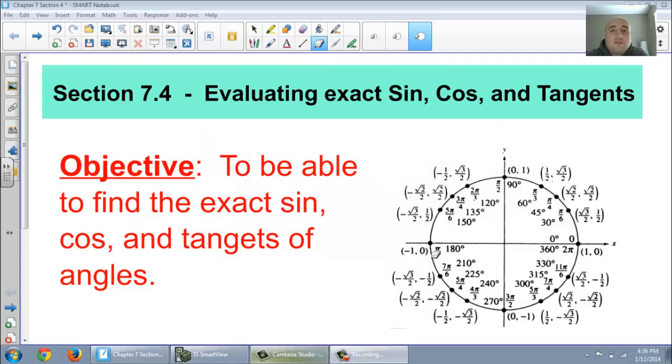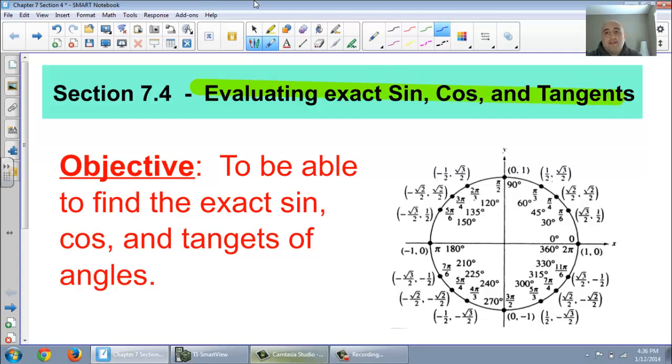All right, welcome back to Chapter 7. This is Section 7.4, evaluating exact. The key words here are exact sine, cosine, and tangents of angles.